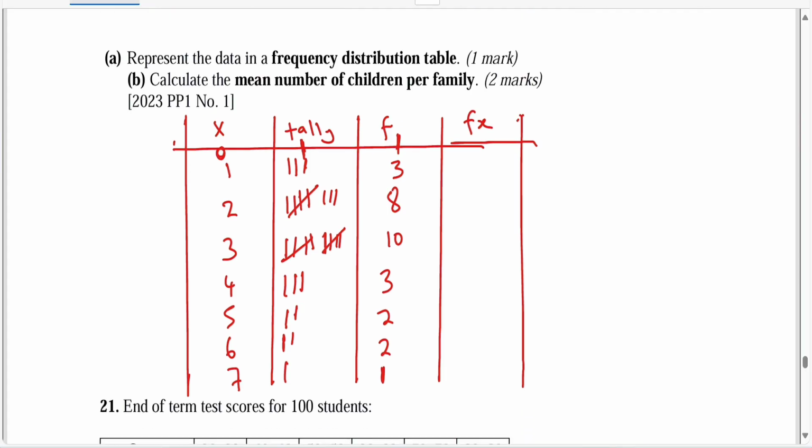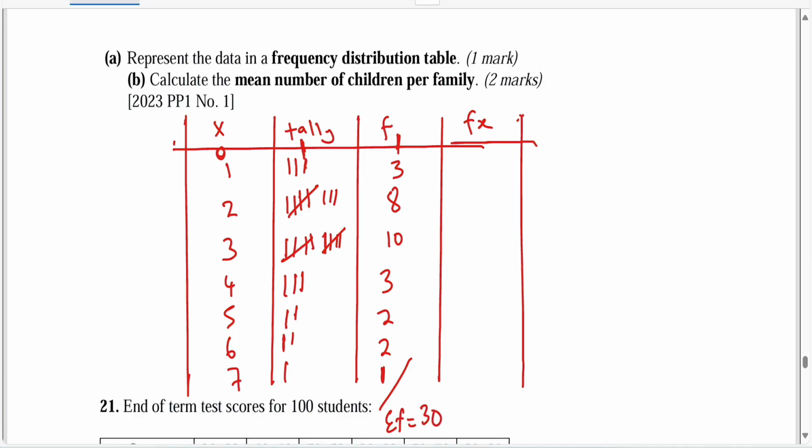And I think they should add up to 1 plus 3 is 4, 4 plus 8 is 12, 12 plus 10 is 22, plus 3 is 25, plus 2, 27, 27 plus 3, so it should add up to 30 total. So your sum of F is equal to 30.